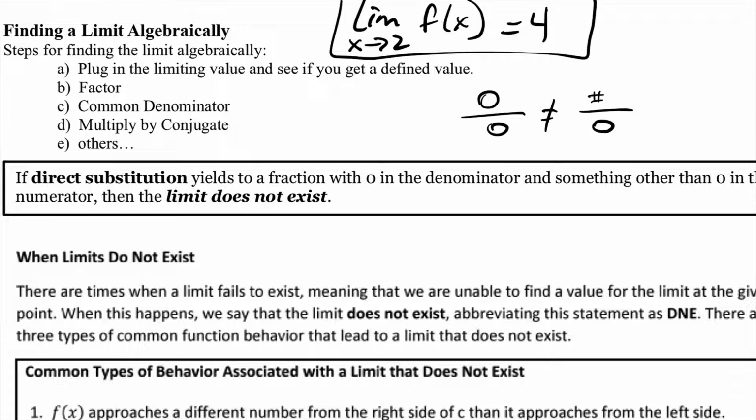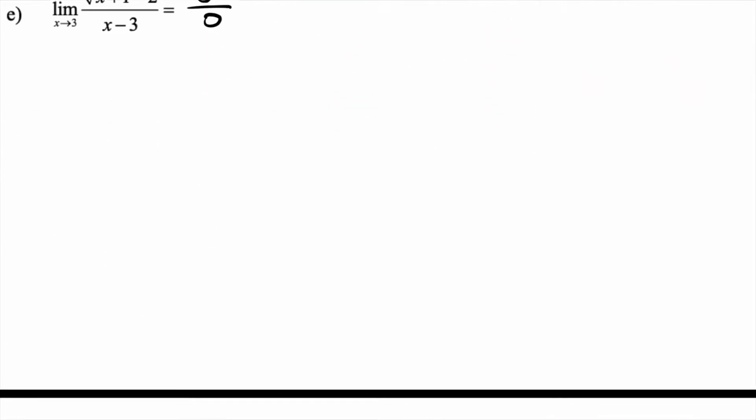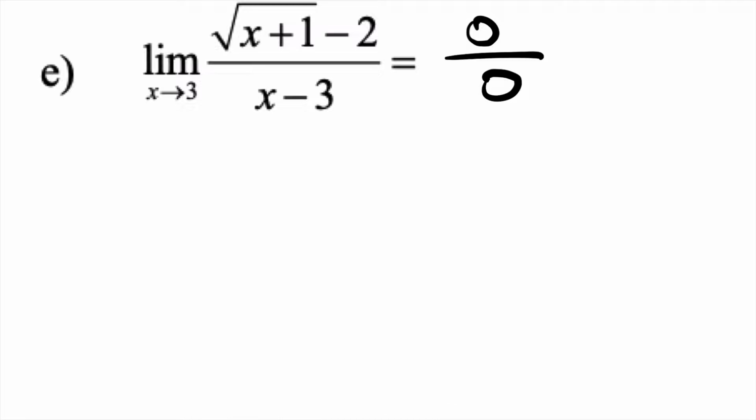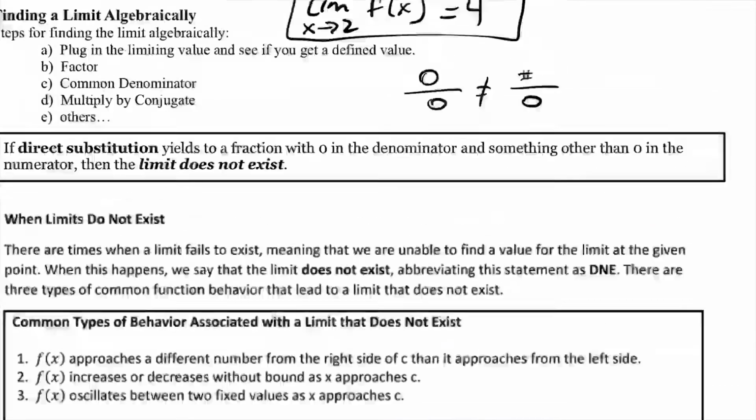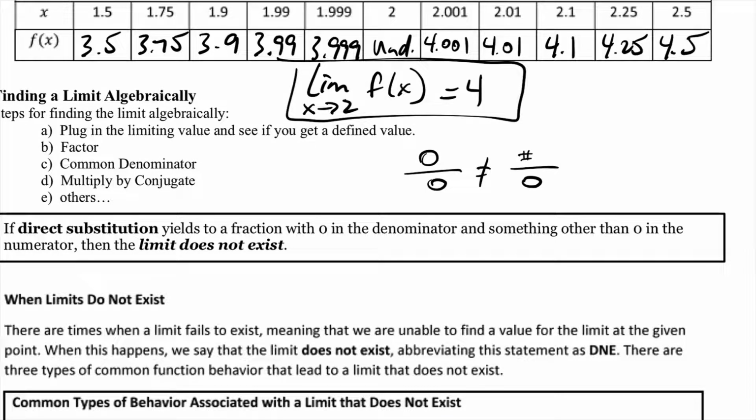If you have x squareds and x thirds and x fourths, then maybe factoring is an option. But you can't factor if you have square roots. That's not an option. So we got to go to the next one. Common denominator is like when you have two fractions that you can add or subtract. I only have one. This is one big fraction, so there's nothing I can add or subtract there.